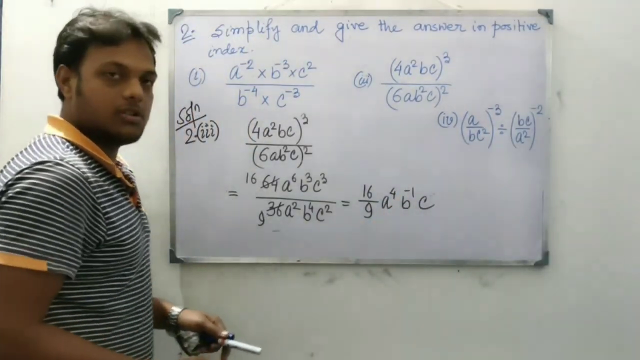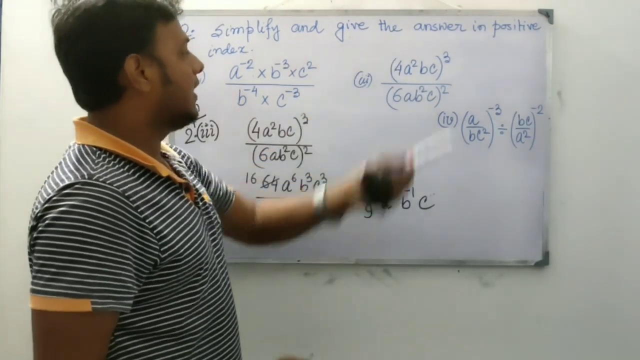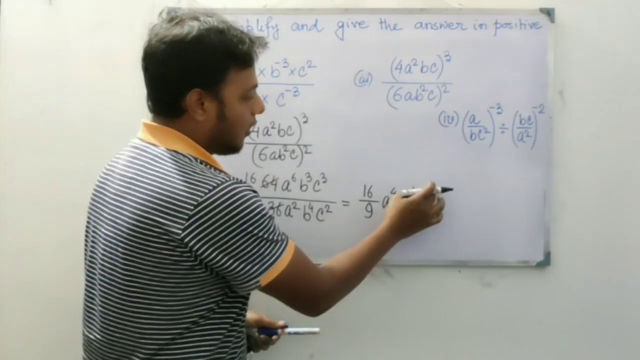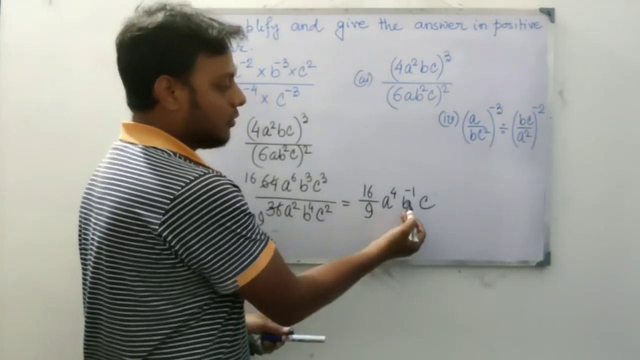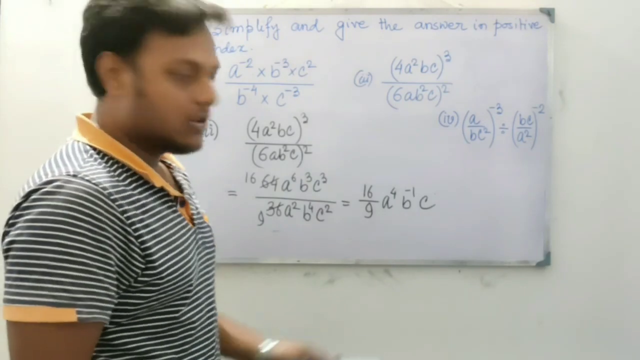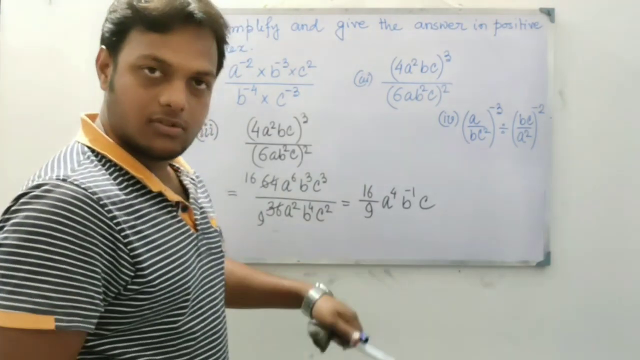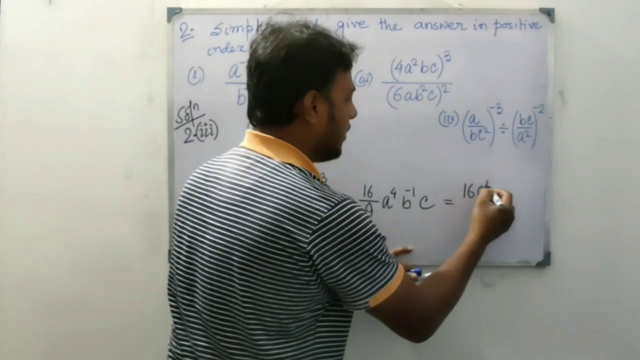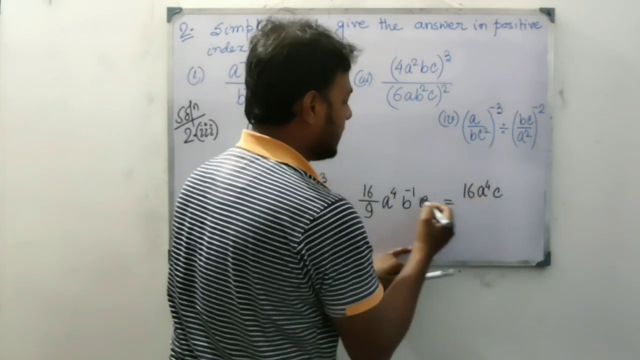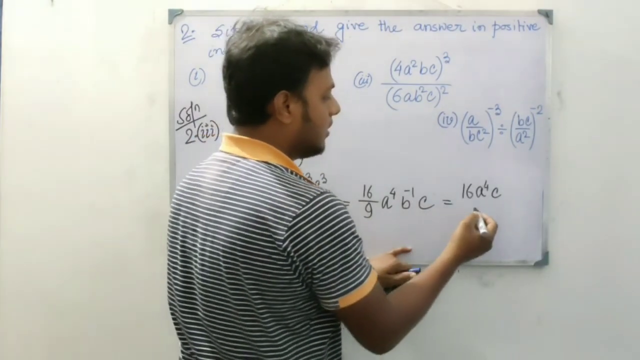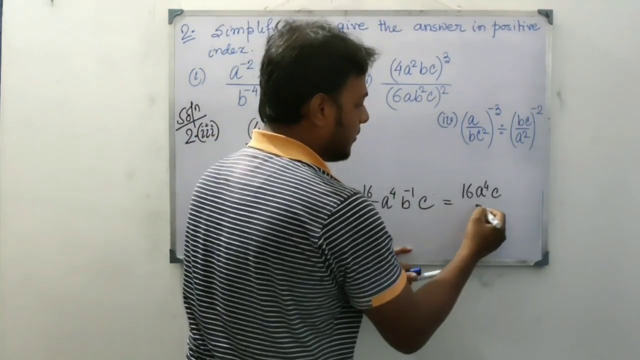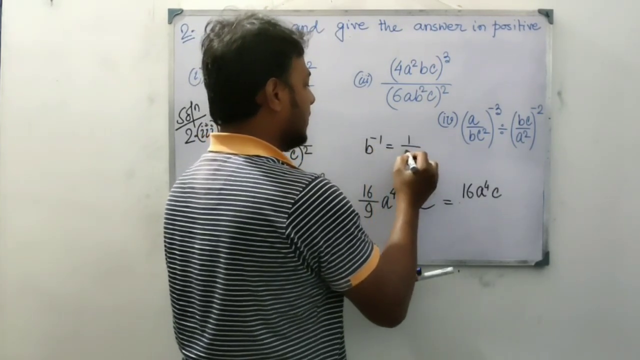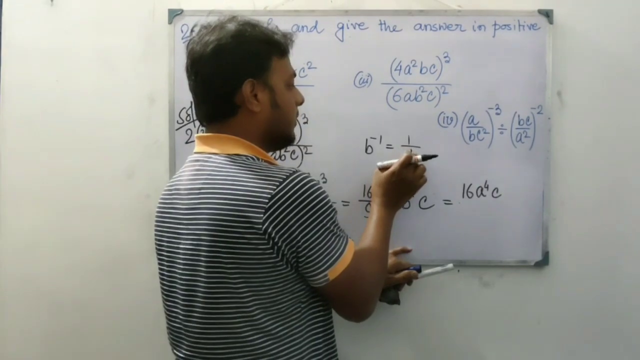Now is it the solution? No. According to the question, you have to give the answer in positive index. Check whether all the indices are positive here or not. No. The index of b is negative here. So you have to convert this index into positive. So you can write here 16, a to the power 4 already in positive index, c also positive index, and in the place of b to the power minus 1, we can write 1 by b to the power 1. So b to the power 1 means b only.